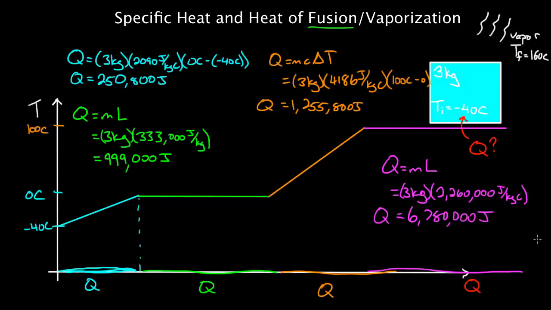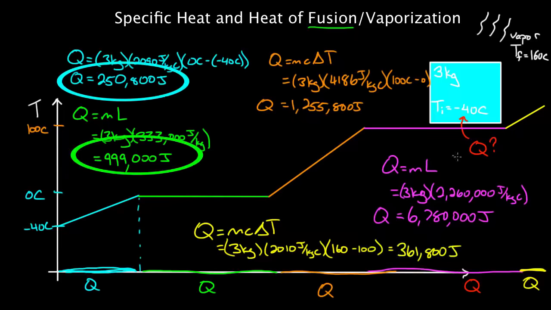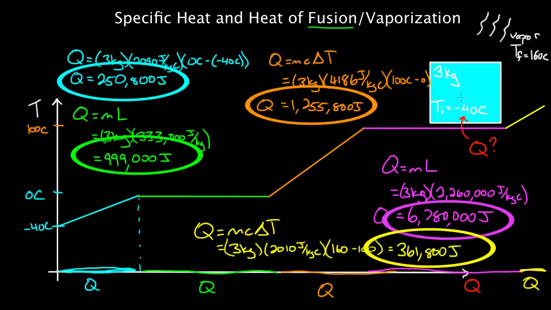And we've got one more step to go. We've got to turn this vapor at 100 into vapor at 160. We've got to do one more MC delta T. The mass of the steam is 3 kilograms. The specific heat of steam is about 2010. The final temperature is 160. The initial temperature was 100, which gives us 361,800 joules. That's how much heat it would take to get this ice cube at negative 40 into vapor at 160.